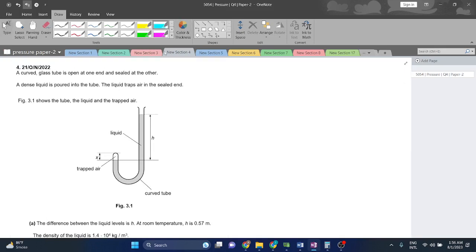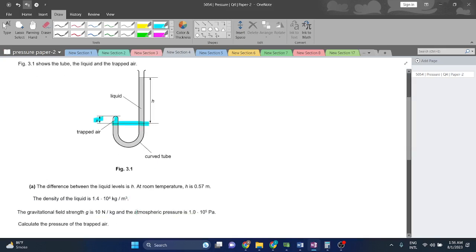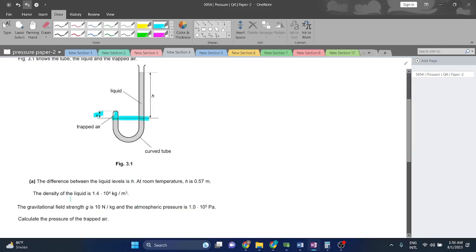असूली तौर पे the levels should have been equal if the pressure was equal on both sides. But due to the air at X, जो ये air है, it is causing the liquid to rise. H, which is 0.57 meters, and that X is creating the height h. The difference between levels is h at room temperature.